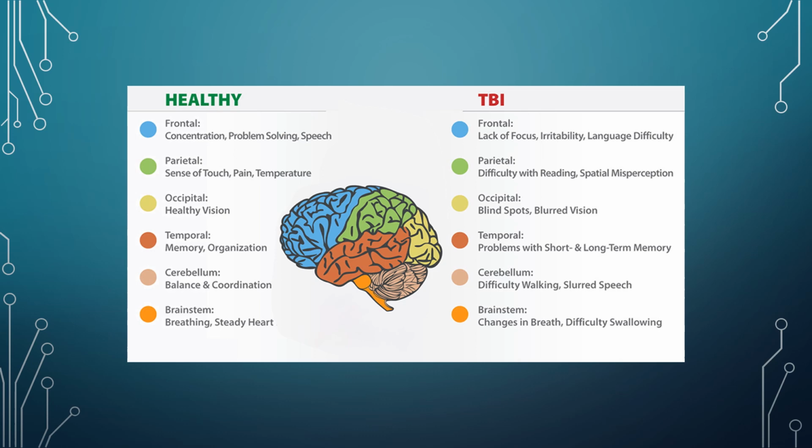So that frontal lobe, you could have lack of focus, irritability, language difficulties, comprehension difficulties. Parietal lobe, if there's damage there, difficulty with reading. You can see down to cerebellum, which is your balance and motor function, difficulty walking, slurred speech. And then brainstem, for sure, trouble with breathing, difficulty swallowing.